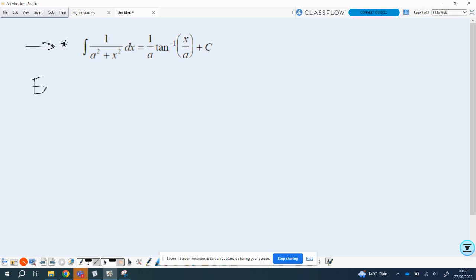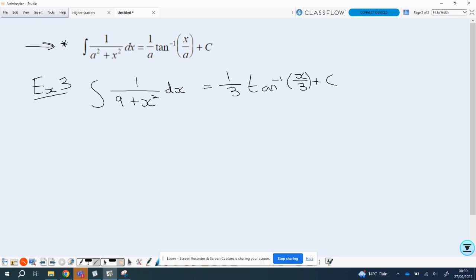So let's look at the first example here. We'll call it example 3. It's going to be the integral of 1 over 9 plus x squared with respect to x. Again, a bit like the last time, we can hopefully see that the value for a would be 3, because 3 squared would give me 9. So therefore, it's going to be 1 over 3 at the front this time, tan inverse x over 3 plus c. That would be my final answer for that one.